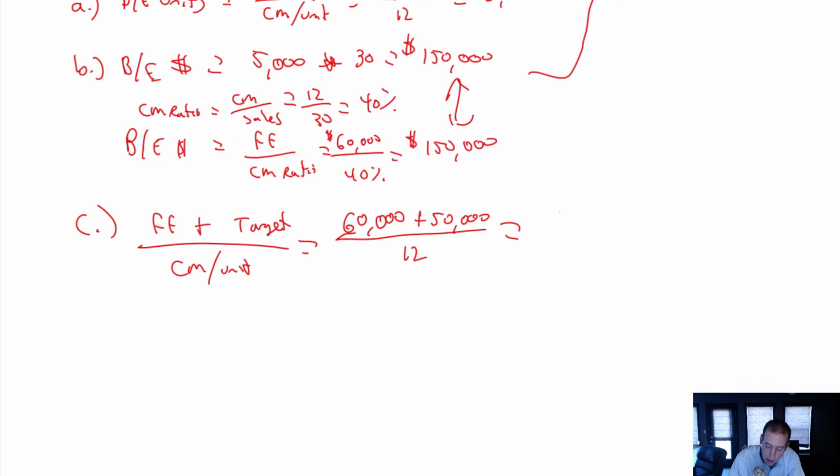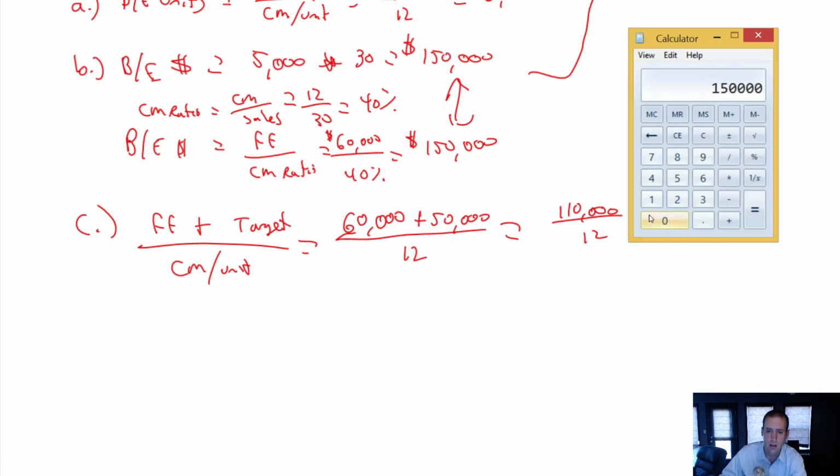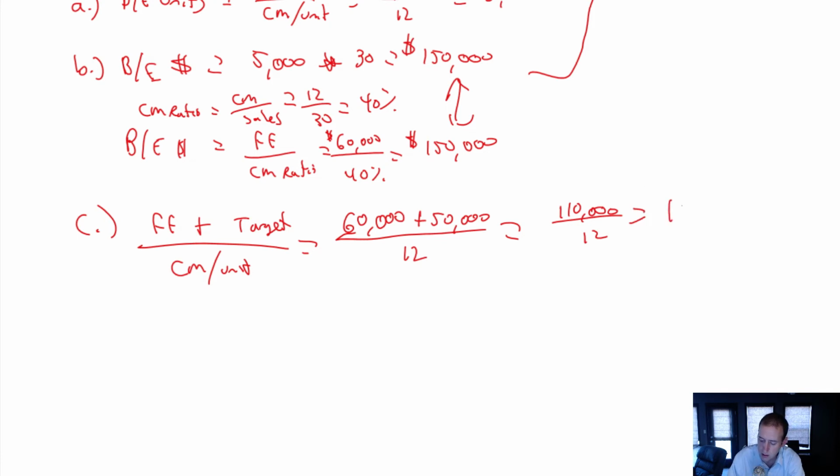So 60 plus 50 is 110. 110 divided by 12, I have no idea. 9167, right? We can't sell a decimal, a fractional unit. So what does this mean? In order to make my target profit of 50 grand, I need to sell 9,167 units.